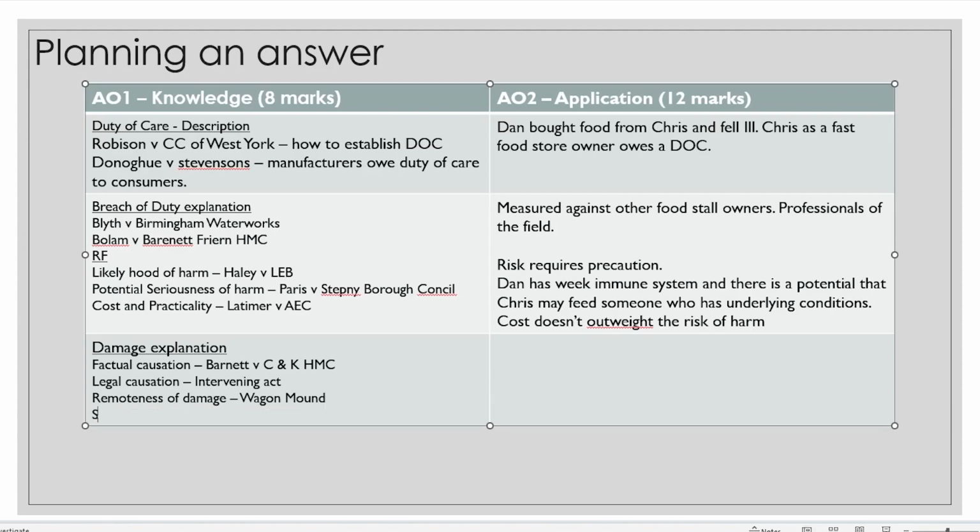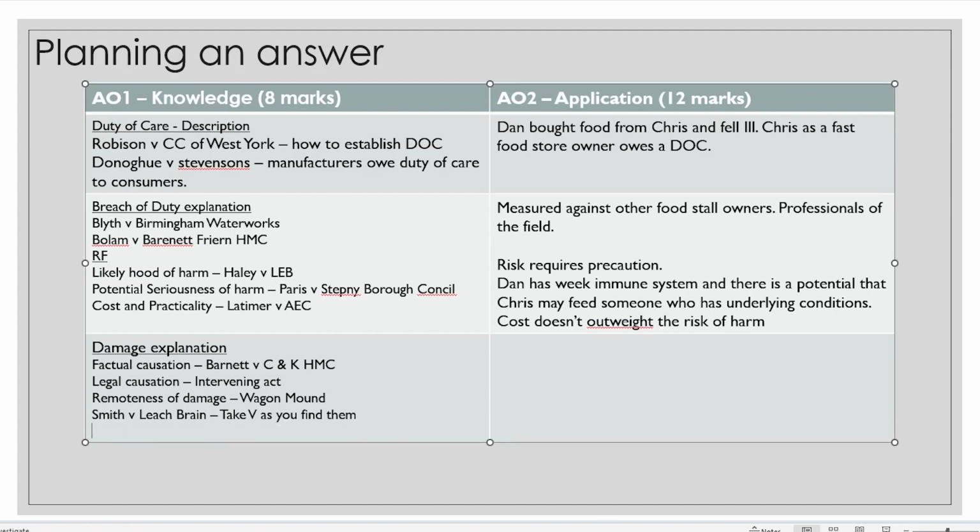Then you could also use Smith v. Leach Brain to talk about taking your victim as you find them. And then the other one I mentioned, Bradford v. Robinson Rentals, which was about extensive injury. There you go. And then to apply this, quickly think. Factual causation, Barnett, that's the but for test. Same as White in criminal law.